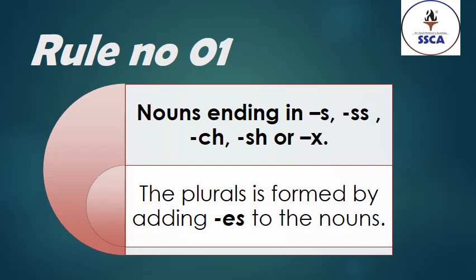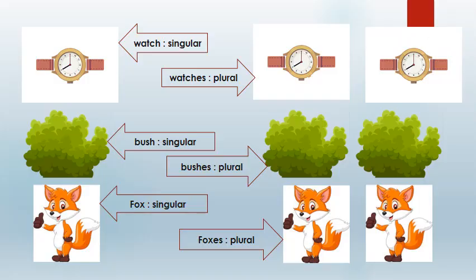Let's have some examples. Now see, here we have examples. Watch means a single watch. Watches, plural. Bush, singular. Bushes, plural. Fox, singular. Foxes, plural. So you can see watch, bush and fox are ending on ch, sh and x. Let's move on to rule number 2.